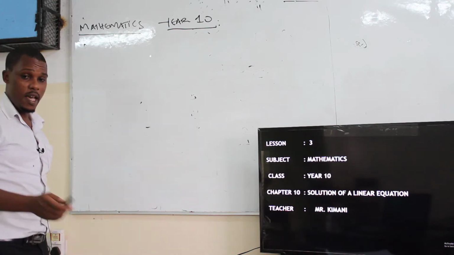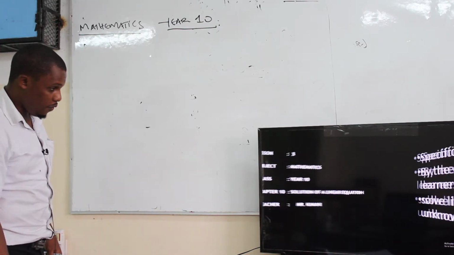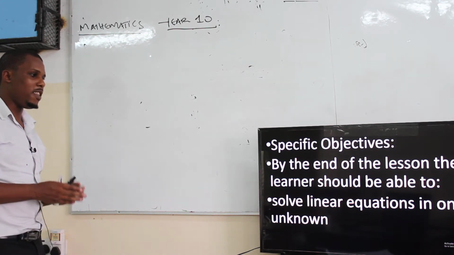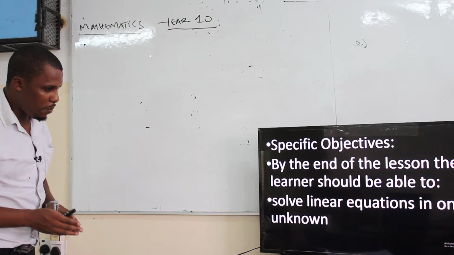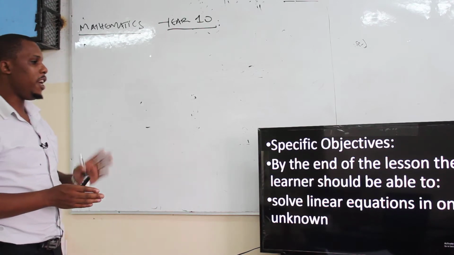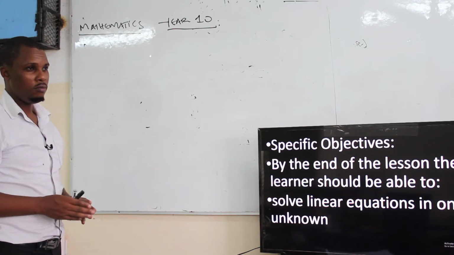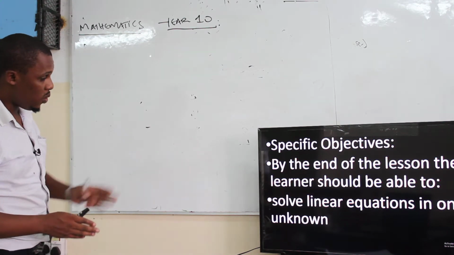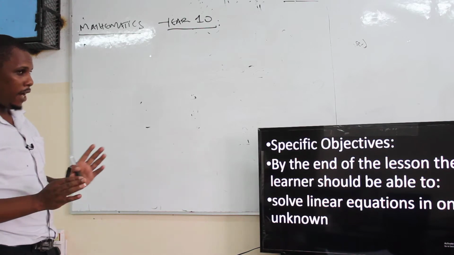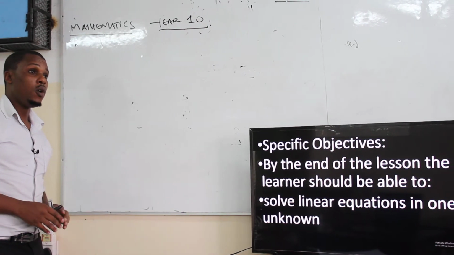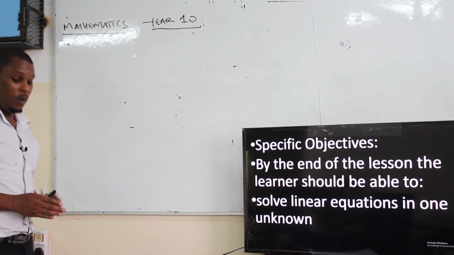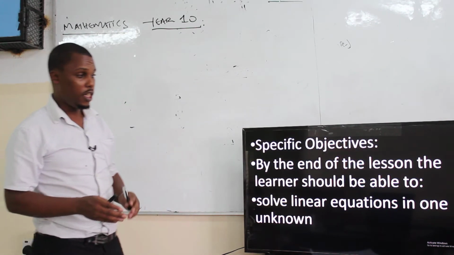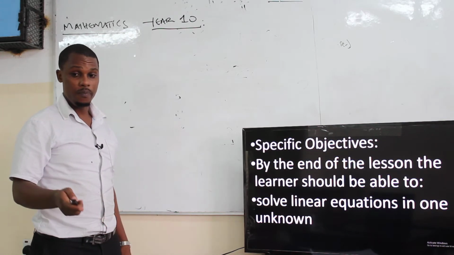So in this case, there are some objectives that I want us to focus on. The specific objective is that by the end of the lesson, you are supposed to be able to solve a linear equation with one unknown. In our category, I will focus on those linear equations that contain only one unknown. A linear equation may contain more than one unknown, but in our case, we are going to focus on those that contain one unknown.